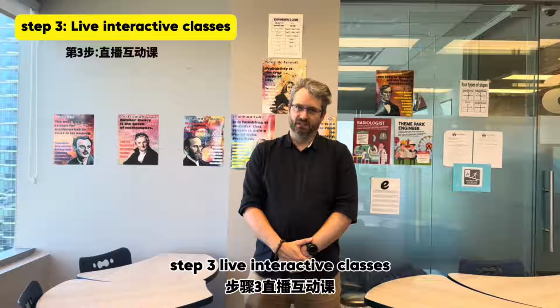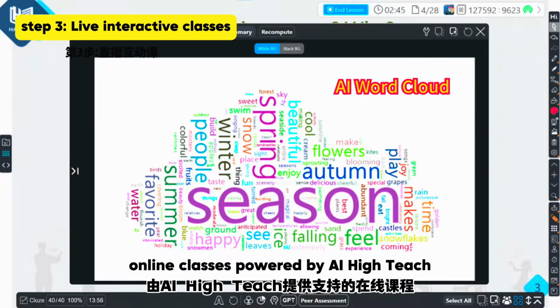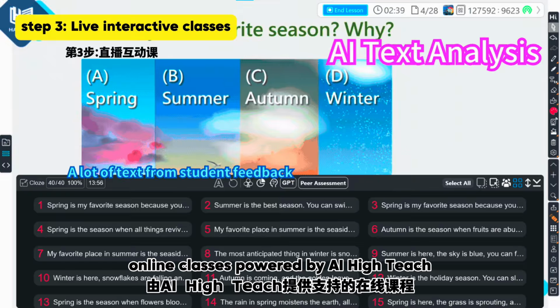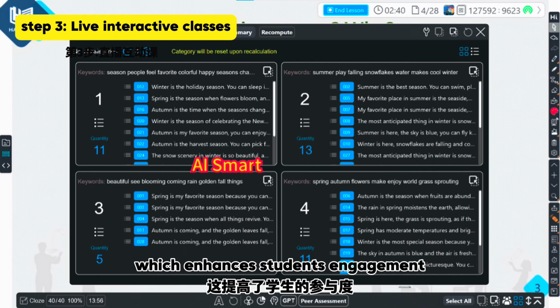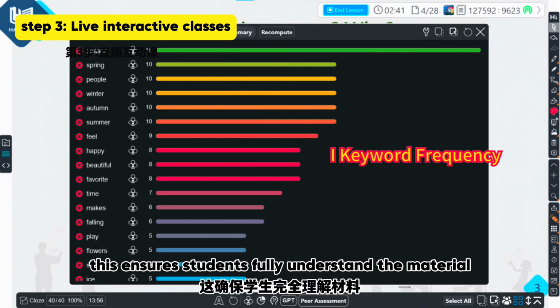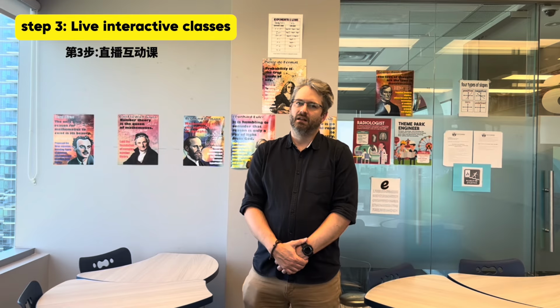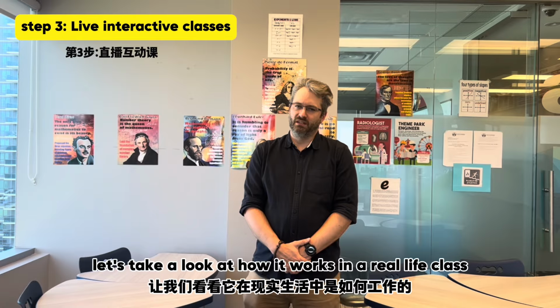Step 3, live interactive classes. We also offer live online classes powered by AI-HiTeach, which enhances students' engagement and provides real-time feedback. This ensures students fully understand the material and can apply it confidently. Let's take a look at how it works in a real live class.